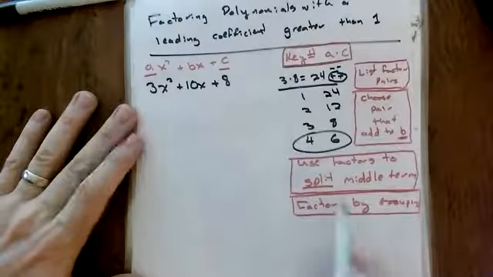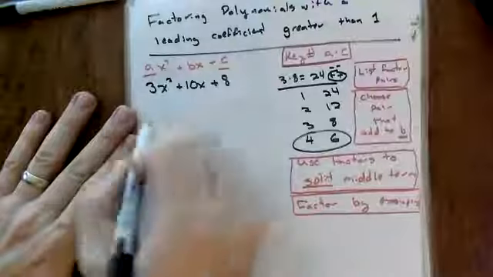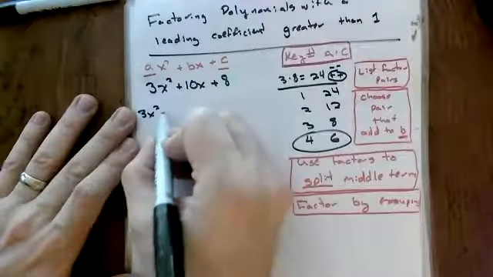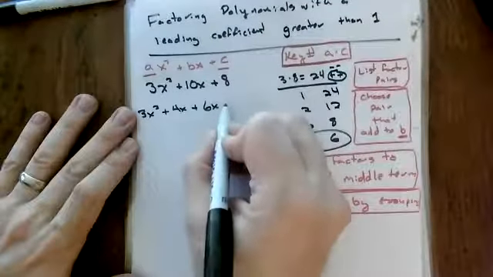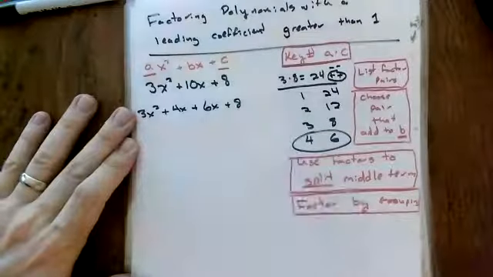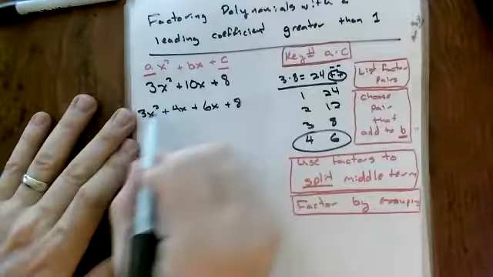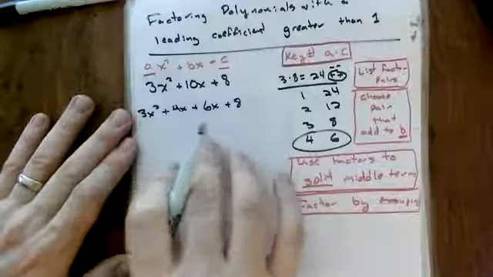Okay, so here's what we mean by split our middle term. This 10x, I could rewrite that as 4x plus 6x. If I were to add this back together, I would be right back where we started. Of course, that would be a step backwards.